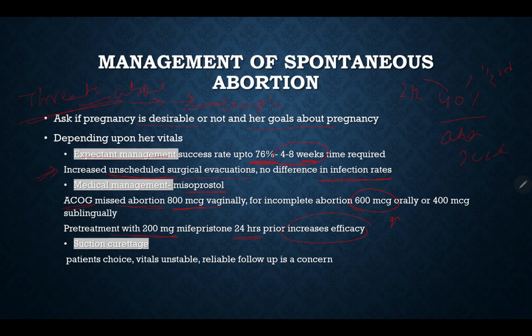And now the last one is the suction curettage. It depends on the patient's choice. If she lives in a far off place, she cannot visit you frequently. With the medical management or the expectant management, the patient chooses suction curettage in the first place only. And if the vitals are unstable, if she is in shock, she is bleeding heavily, then you do not have to wait for expectant or medical management. They are a big no, contraindicated, and suction curettage is the only modality of treatment for such unstable women. Another is if you are concerned that the patient may not come for reliable follow-up.